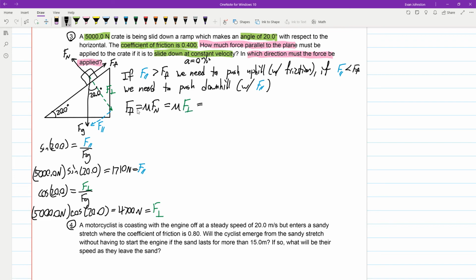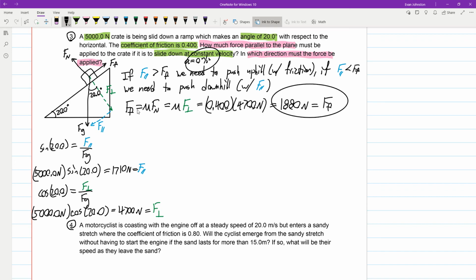And so really it's 0.400 times 4,700 newtons. So hopefully that made sense. 0.4 times this 4,700, that gives me 1,880 newtons. That is our force of friction. All right, so I want to circle that because really the goal is to compare this to the force parallel and see which side we need to help out, essentially. If they perfectly cancel, we have no acceleration because we'll then have no net force.